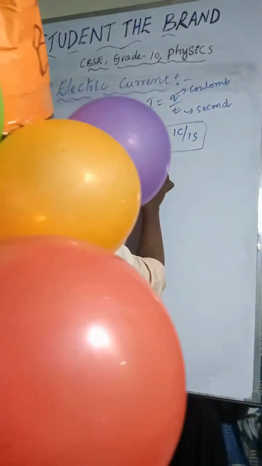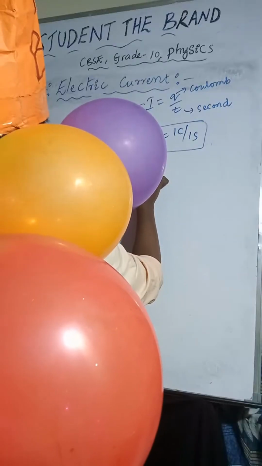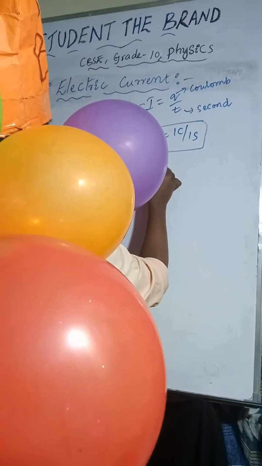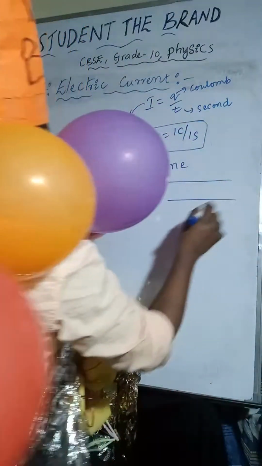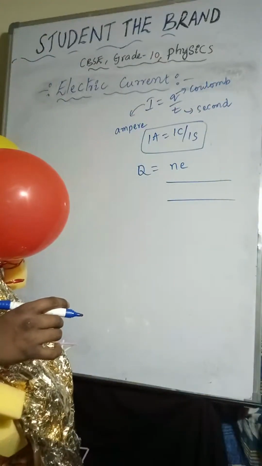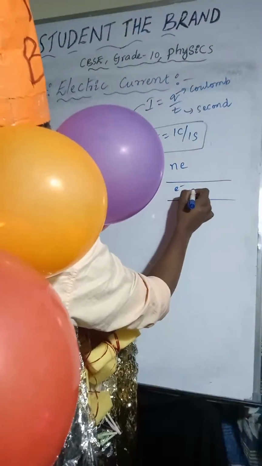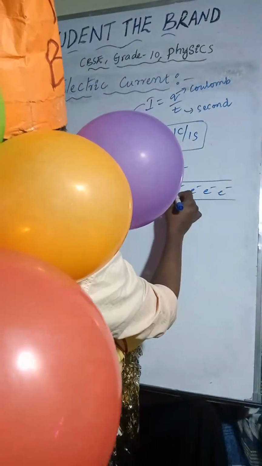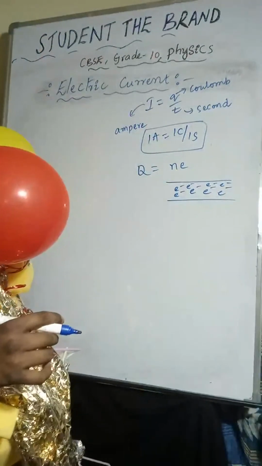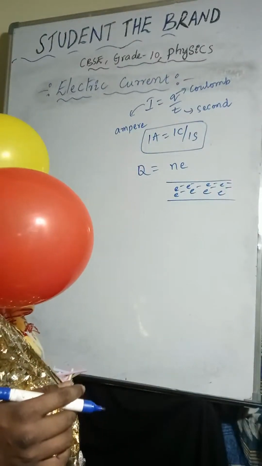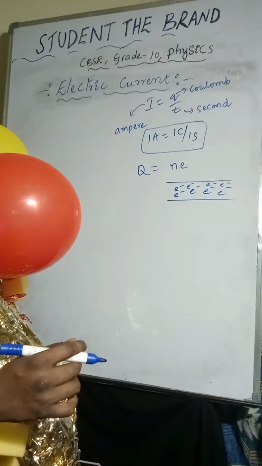Now, 1 coulomb is nothing but Q. If you take a conductor, inside the conductor there are many electrons flowing. If only one electron is flowing, we can't say current is flowing. If only two electrons flow, we can't say current is flowing. There are many. That's why Q equals Ne, right?